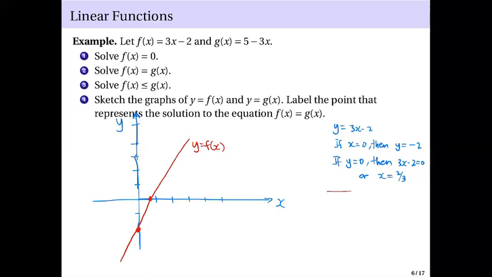And then for the other guy, now we have y equals g of x. So y equals 5 minus 3x. And similar solution, if x equals 0, then y equals 5. Now, if y equals 0, then we have 5 minus 3x equals 0, or we have 3x equals 5, or x equals 5 over 3.